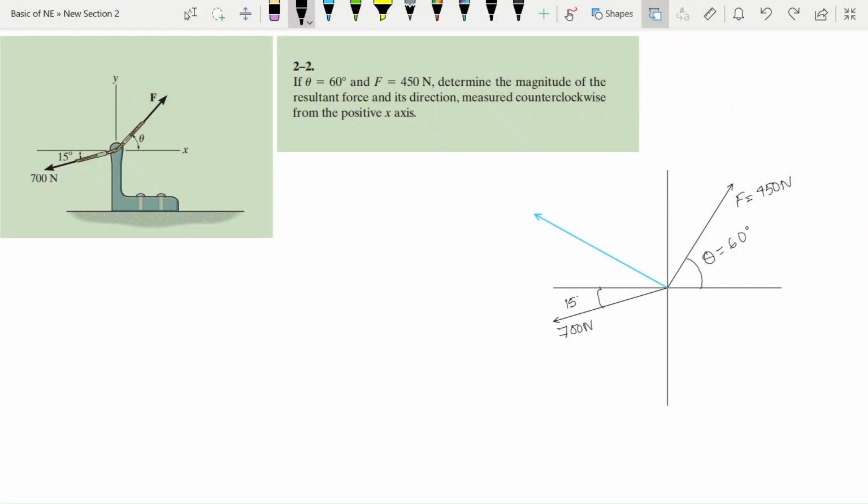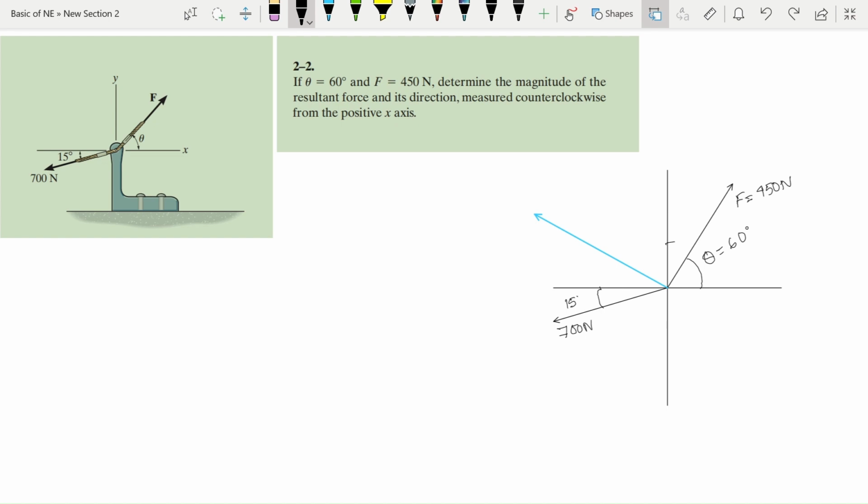Everyone, in this video we're going to solve problem 2.2. Here the theta is given and the forces are given. We have to determine the magnitude of the resultant force. In order to measure the magnitude, we have to determine the angles.